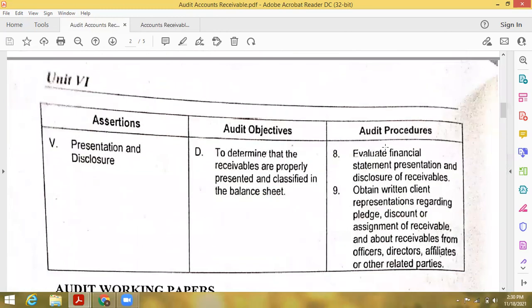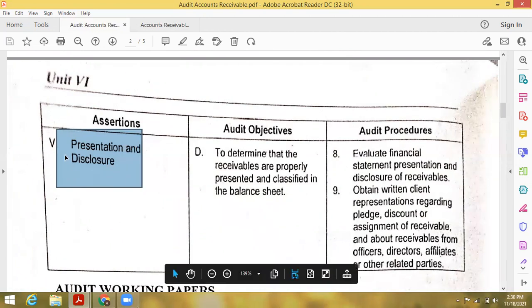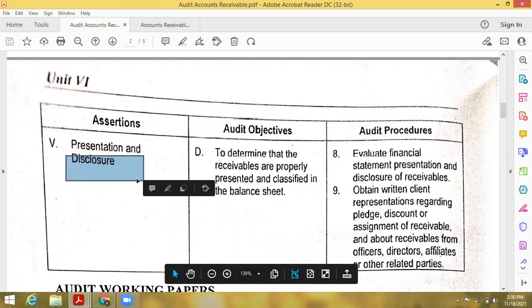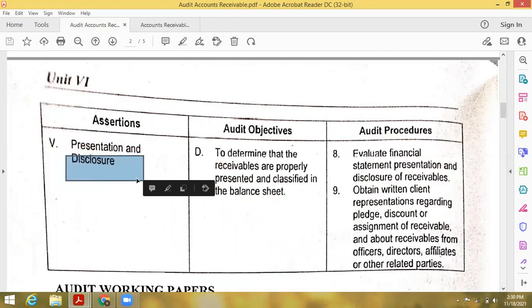Sa assertions pa ulit, in presentation and disclosure. Sa presentation, tama ba na na-present ng maayos yung receivable? Yung trade and other receivables, na-present ba siya ng magkakasama o hiniwalay-hiwalay? Then sa disclosures, lahat ba dapat ng i-disclose na receivable ay na-disclose siya? So dito, ang objective ni auditor is to determine receivables are properly presented and classified in balance sheet.